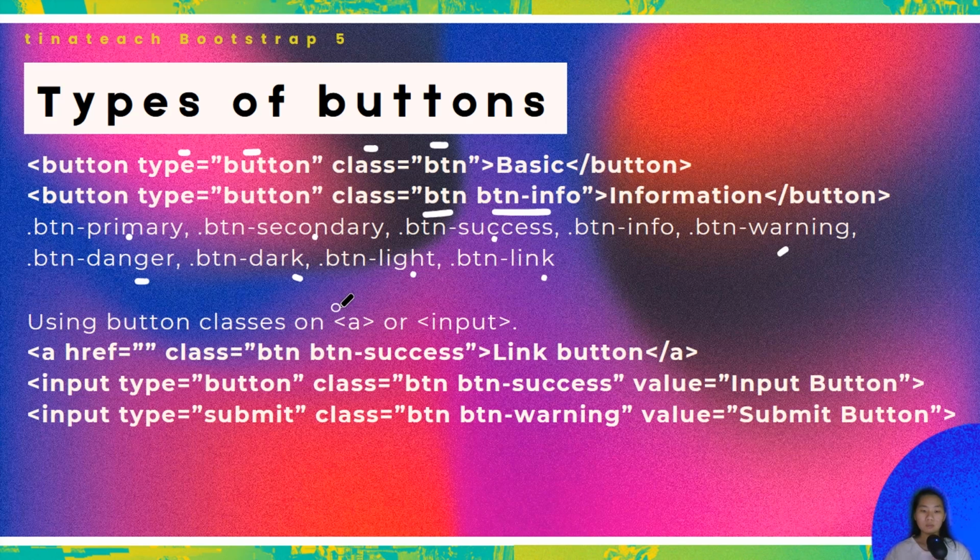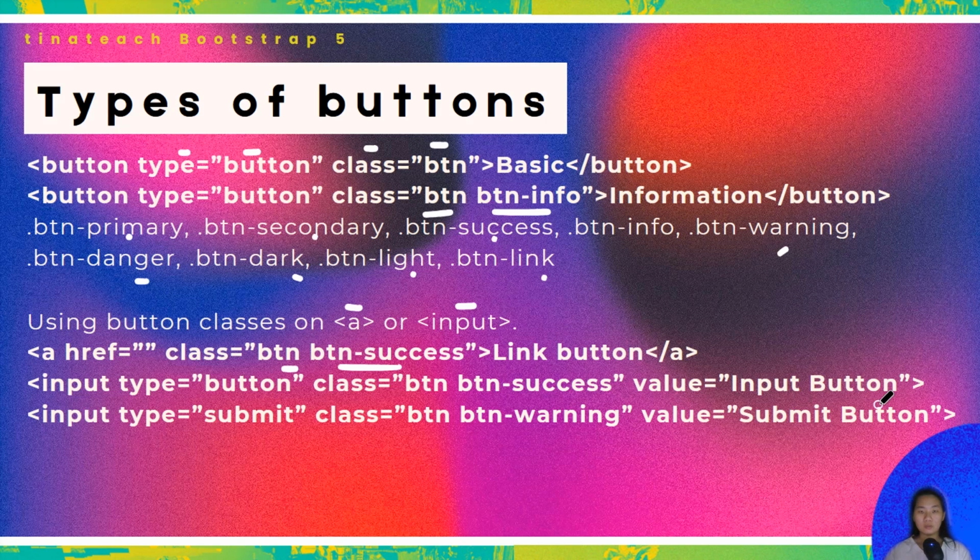You can actually use the button classes for the a tag and the input tag of the HTML form tag as well. So href, I'm just going to leave it blank, class, btn btn-success, and that is a link button. That's how you do a link button. Next up is input type button, class btn, we're going with green, btn-success, value input button, right?